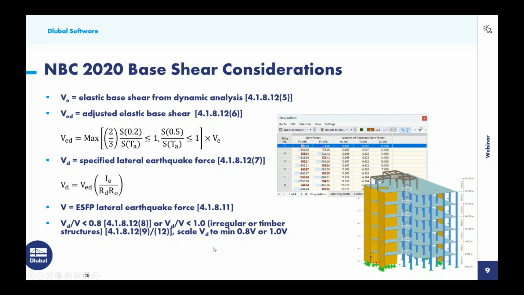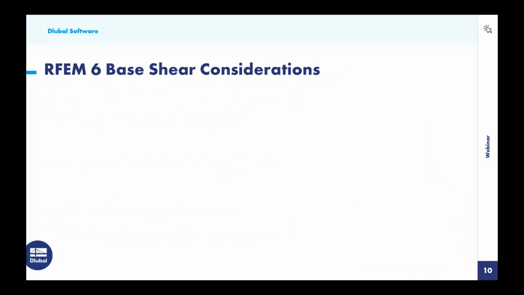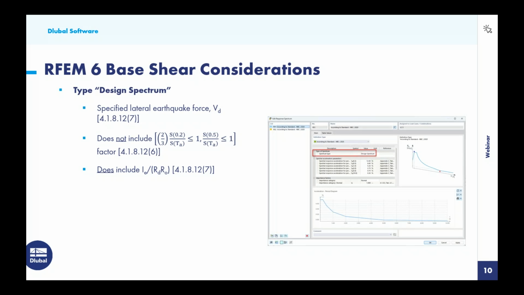So the question might be, well, with all of these different base shears, what is RFEM giving me? So on this next slide, let us talk about the result output from the response spectrum analysis. If you remember, when we created that response spectrum analysis definition type according to the NBC, we had set the type to design spectrum. And with the output that we have seen up until this point in time in our RFEM example, this is actually giving us our base shear for the specified lateral earthquake force V sub D set forth in Article 418.12.7. However, I do want to clarify it does not include that additional factor from 418.12.6. Again, there is just specific criteria on when that factor needs to be applied versus when it should not be applied. So we have left that up to the user.